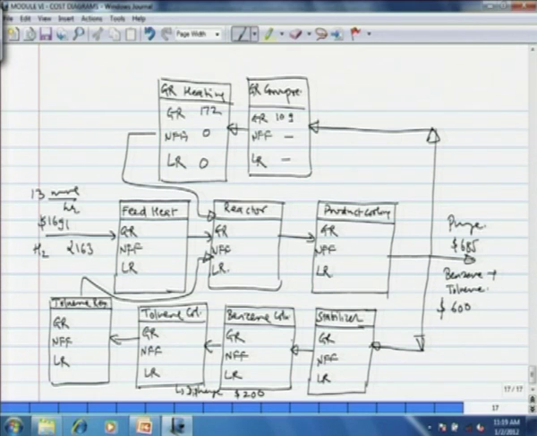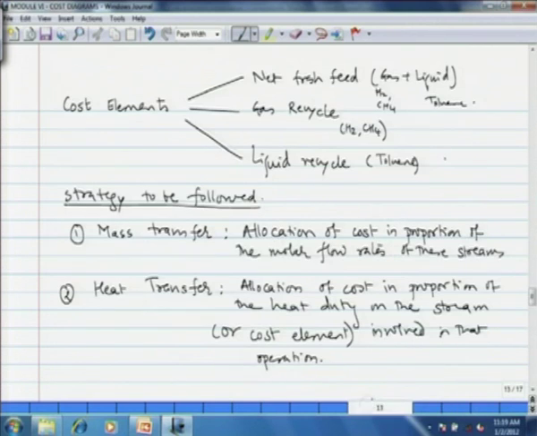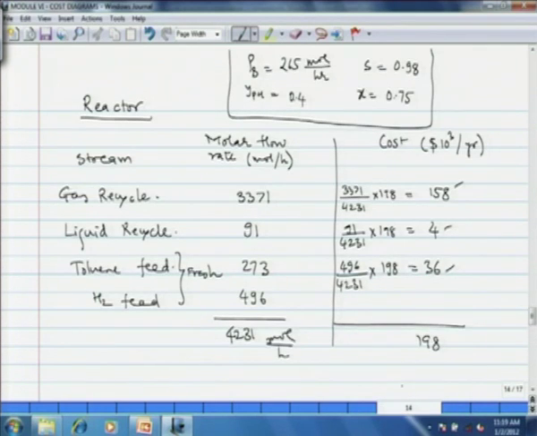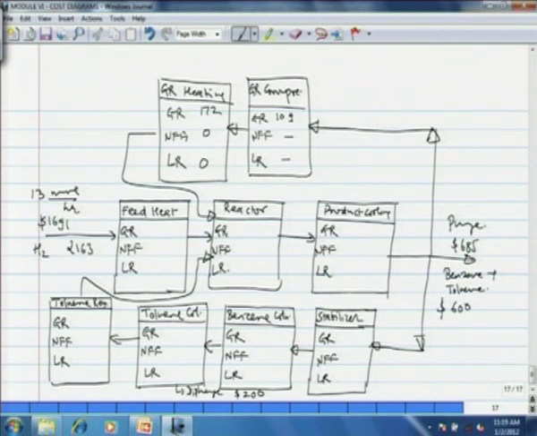The reactor is $198,000, but as I said, we have to distribute it in terms of the molar component flow rates. So, that is 158, 4 and 36 for gas recycle, liquid recycle and fresh feed. So, we write here 158, 36 and 4. Similarly, product cooling total was 155, that we distributed 86, 56 and 13 among the 3 streams.